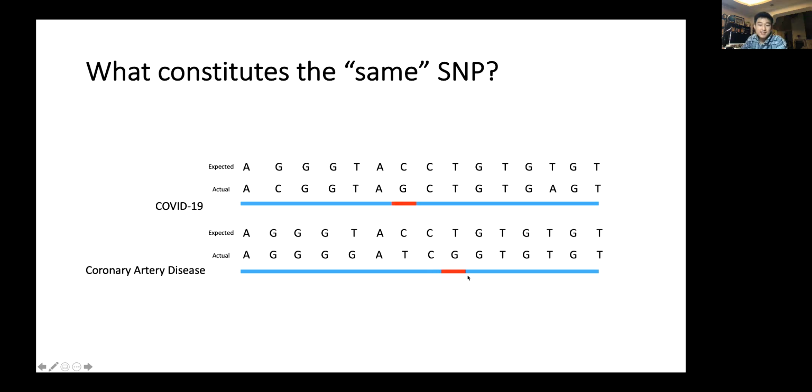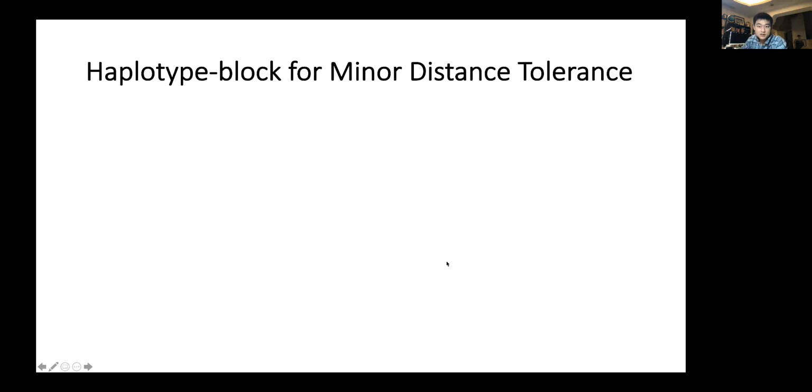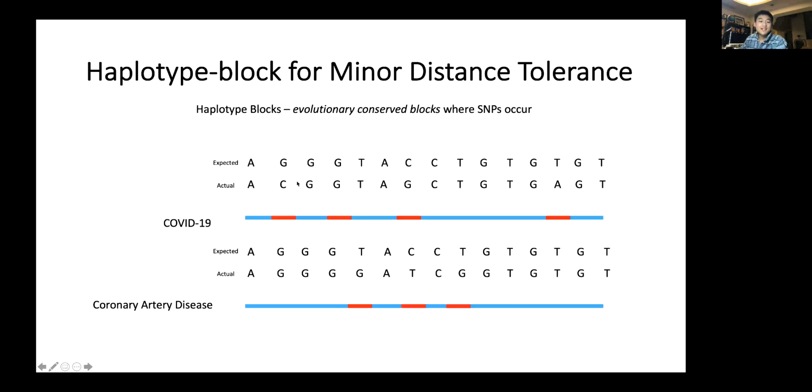It's important to note that the human genome is billions of nucleotides long, so 1 or 2 nucleotides away from each other isn't really that big of a difference. So essentially, we have to figure out a way to account for this deviation or these minor differences in the distance between 2 SNPs. And how I was able to do that is through a thing called haplotype blocks. Haplotype blocks are evolutionarily conserved blocks where SNPs occur in clusters. So essentially they're genetically defined.